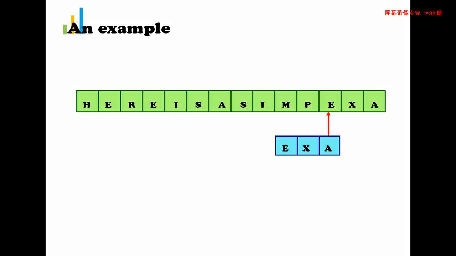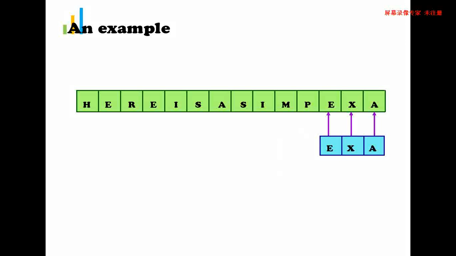So what we are going to do now is move the pattern to align with E, and because this E is the first letter, we are going to align the first letter with it. Here we go. And now we start to match from the right again. A and A match, X and X match, E and E match, perfect. So we know the answer now.